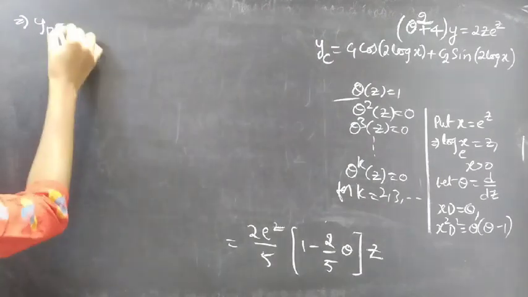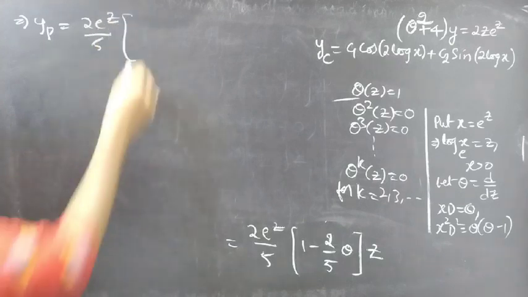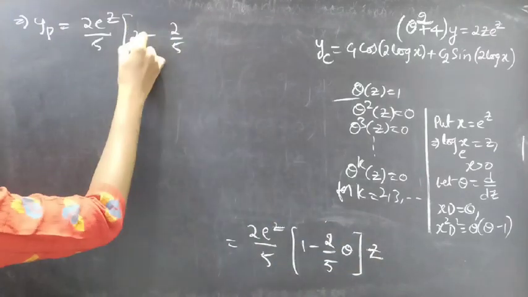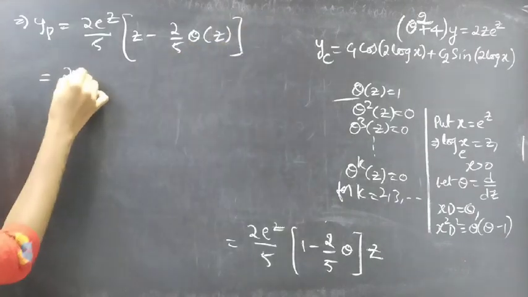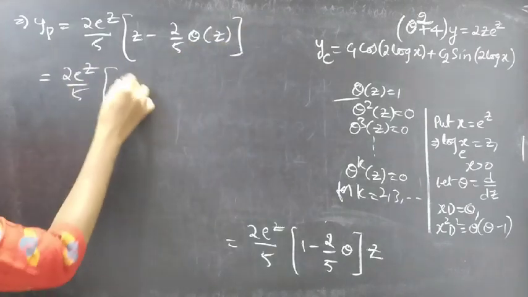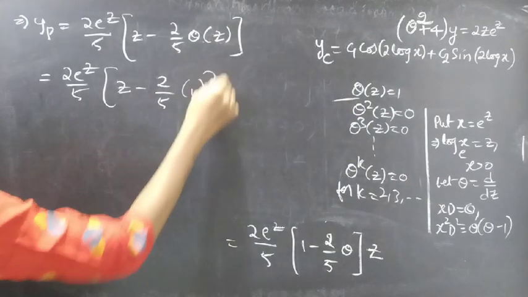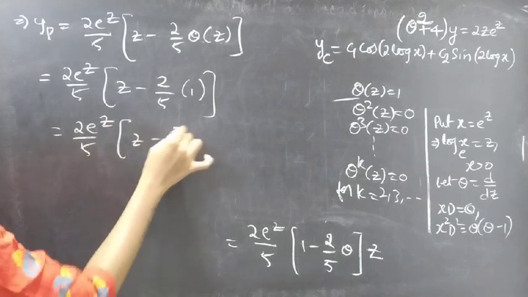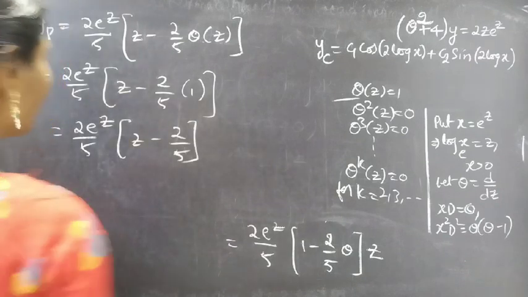Then yp becomes 2 e power z by 5 into (1 minus 2 by 5 into theta) of z. Okay, 1 into z is z, minus 2 by 5 into theta of z, whose value is 1. Which equals 2 e power z by 5 into (z minus 2 by 5). See, we have yp in terms of z.